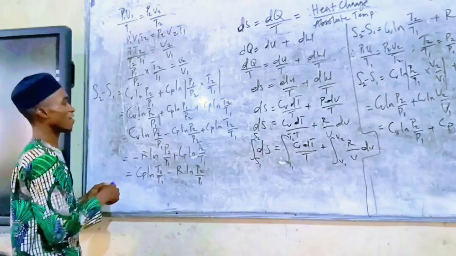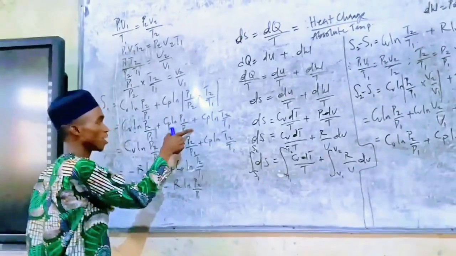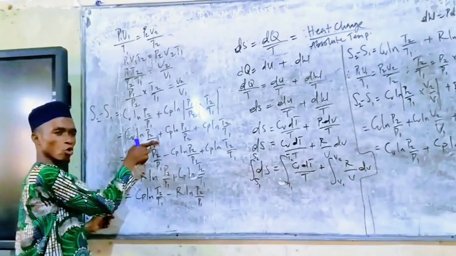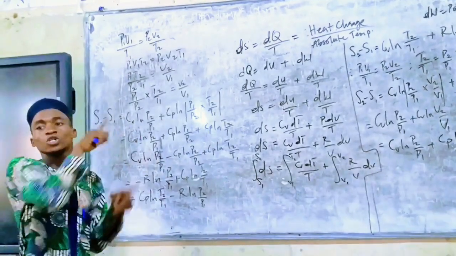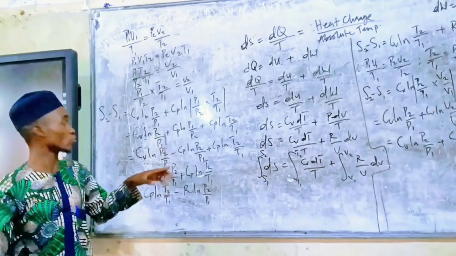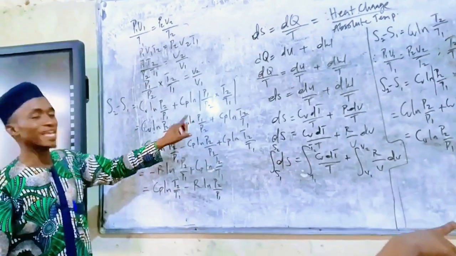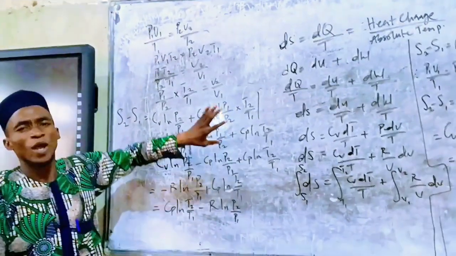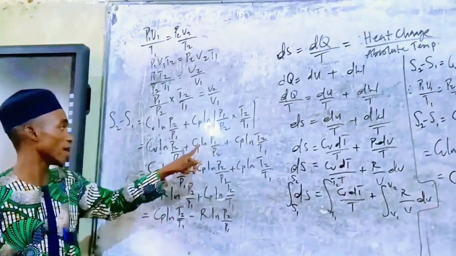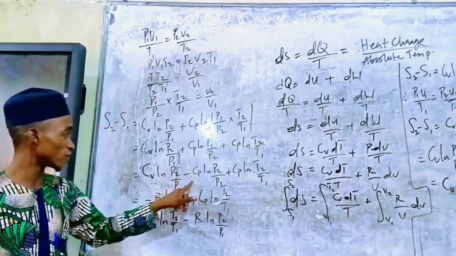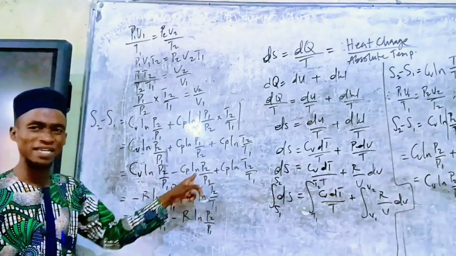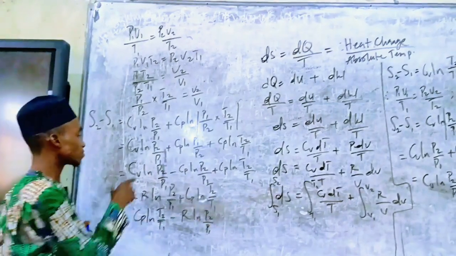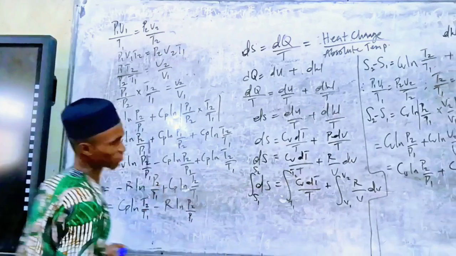Now from here, you can find CV ln P2 over P1 and CP ln P2 over P1. I said that we want to rearrange the equation so that it's going to have the same thing. If you have the ln now, what you do is that P1 over P2 will be equal to, when you swap it, P2 over P1, and then this value turns to negative. Then if it turns to negative, you have CV ln P2 over P1 minus CP ln P2 over P1. From here now, CV minus CP is what you have to look for.